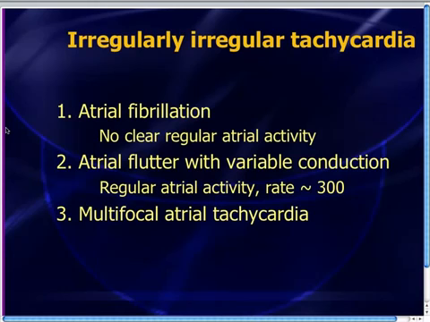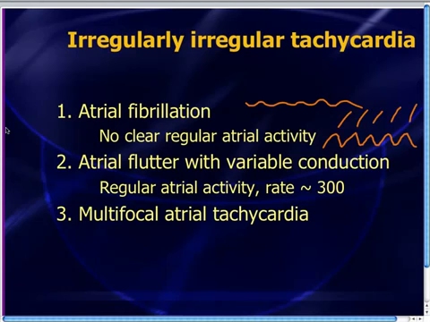How do you know you're dealing with A flutter? Well, you'll see fairly regular, clear, regular atrial activity, and those flutter waves will map out at a rate generally of about 300 beats per minute. Okay, so just to recap, AFib, no clear regular atrial activity. Atrial flutter, you do see regular atrial activity, and if you map those out, they do map out regularly.